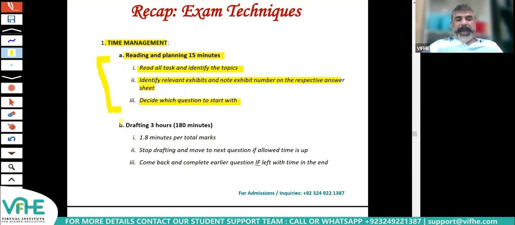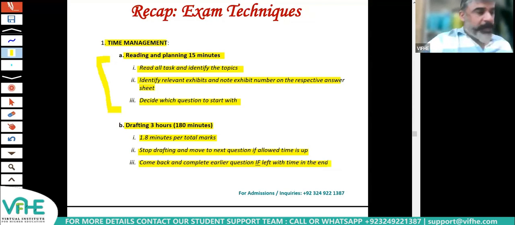Okay. Then drafting is full 3 hours. We will follow 1.8 minutes per mark. You will stop drafting and move to next question if allowed time is up. And you can always come back and complete earlier question if left with some time in the end. Very, very important for SBL that you have a very brutal control on time management. Do not fall in the time trap. The moment you fall in a time trap, you're gone. Okay.